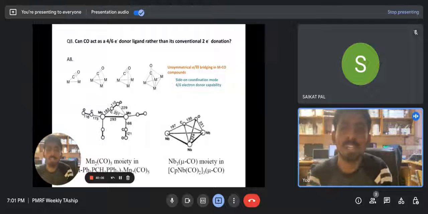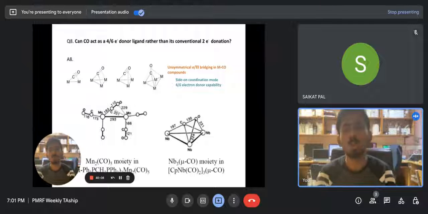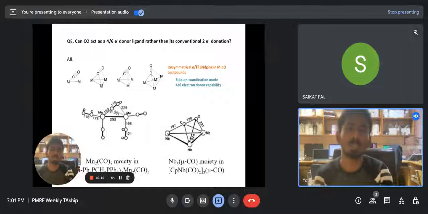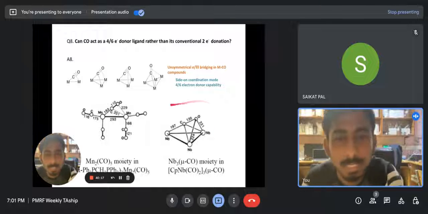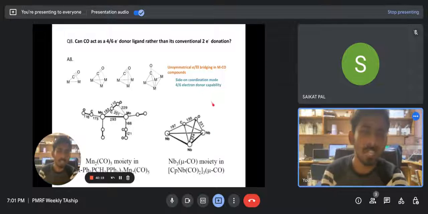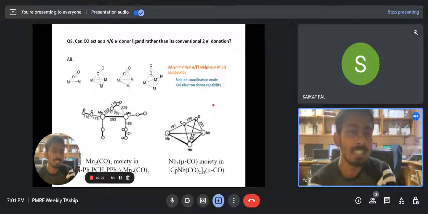This is another very good example. The question is, can CO act as a 4 or 6 electron donor ligand rather than its conventional 2 electron donation? So the answer, you can see, is yes, this is possible. Unsymmetrical sigma or pi bridging in metal CO compounds is quite well known.